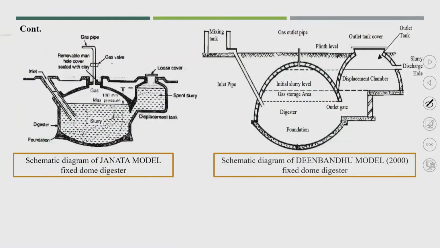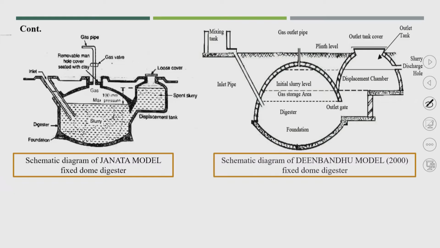So, this is a schematic diagram of the Janta model. This Janta model, you see, is the same as the Chinese model, the fixed dome model, and now here is the Deenbandhu model. Okay, this is the Deenbandhu model. The only change was that the construction was easy, and here you can see that the outlet is different. Now, here you see the outlet chamber.